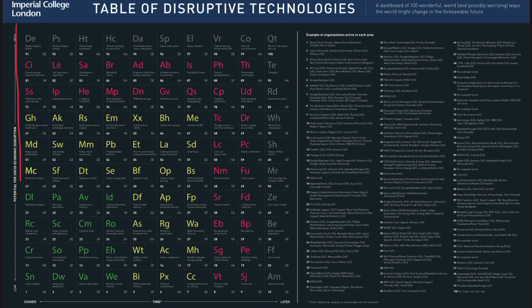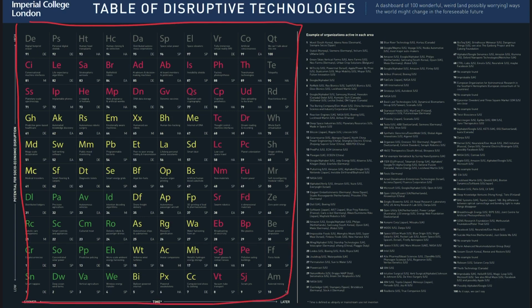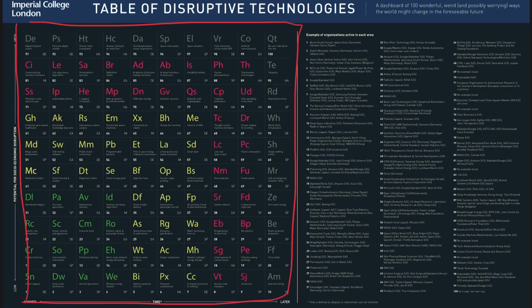On the left side with the colors, that's the actual table of disruptive technologies. That might remind you of the periodic table of elements that you had in your chemistry lessons in school. On the right side, you have a long list of references, which are examples of companies, organizations that are actually applying these technologies or exploring them. Let's go back to the table.